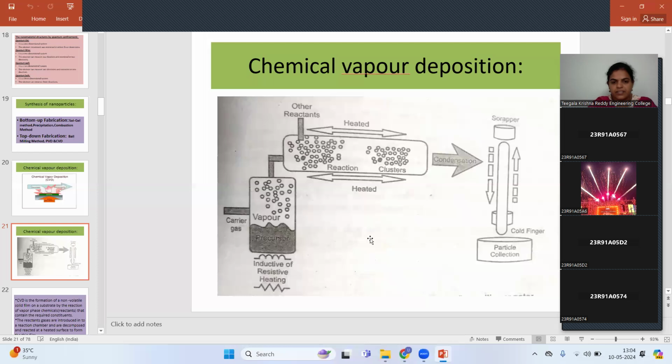See this diagram, all of you. The precursor is vaporized either by resistive or inductive heating, and the carrier gas such as argon carries the hot atoms to the reaction chamber. The hot atoms collide with the cold atoms and undergo condensation through nucleation and form small clusters. So all of you see this diagram, chemical vapor deposition diagram.